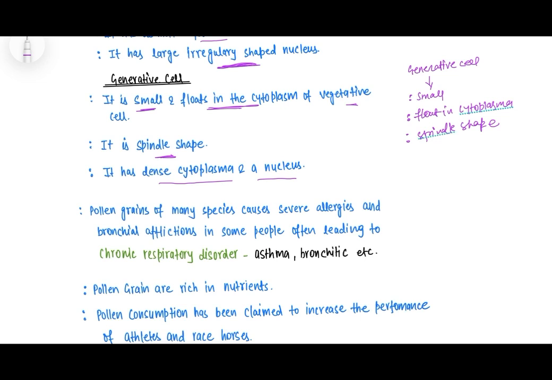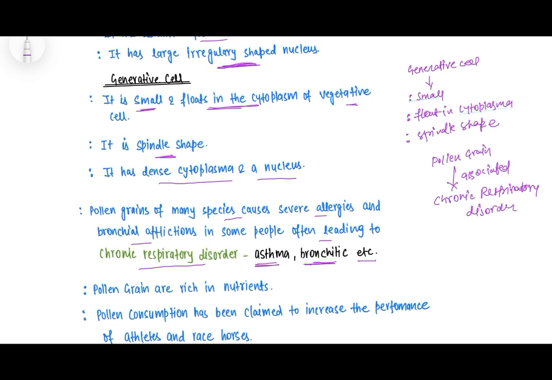So pollen grain of many species causes severe allergy and bronchial infection in some people, which often lead to chronic respiratory disorder like asthma, bronchitis, etc. So pollen grain is also associated with chronic respiratory disorder.